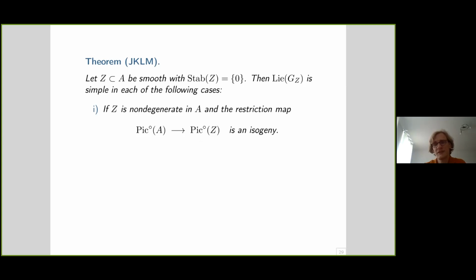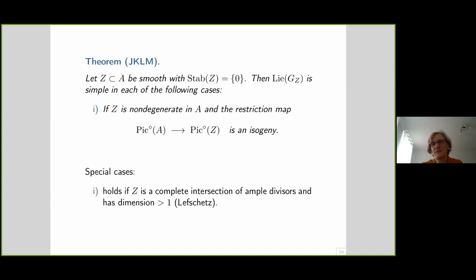This holds, for instance, when you have a complete intersection of ample divisors, and the complete intersection has dimension bigger than 1, so it's not a curve, because in dimension at least 2 you have a Lefschetz theorem for restriction on Picard groups, and so this gives you this isogeny condition. And of course, in dimension 1, this condition will fail.